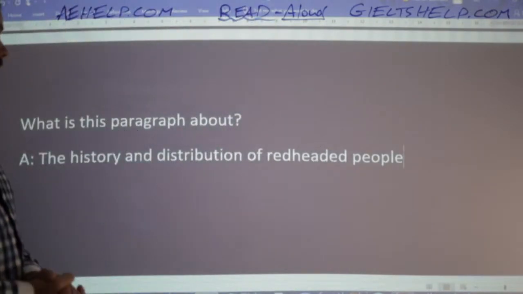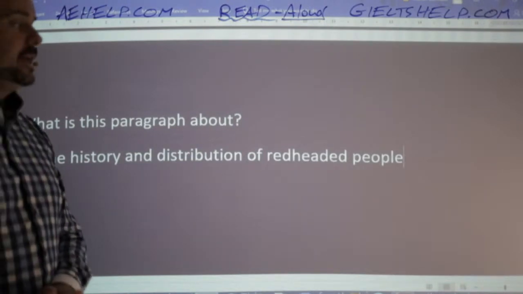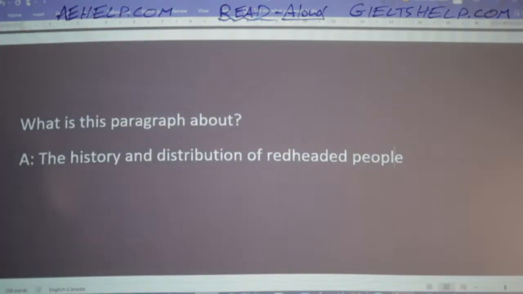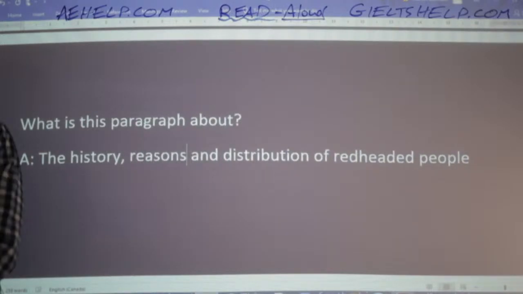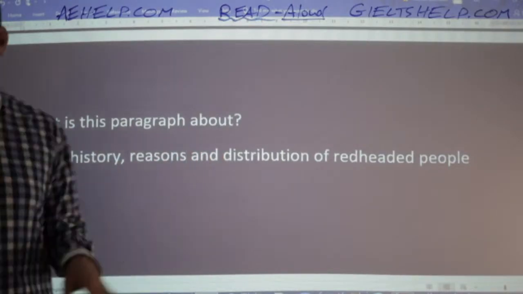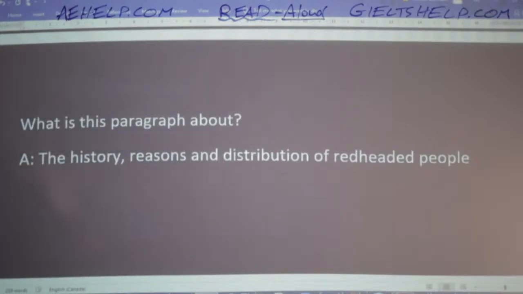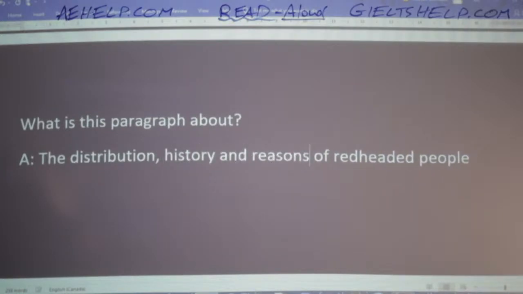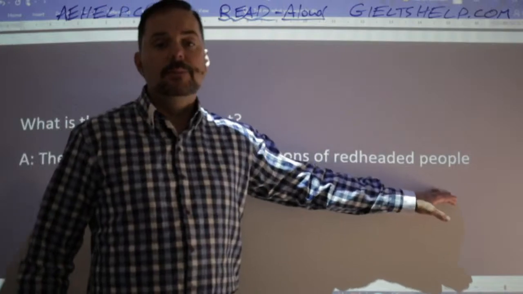And the reasons for it, right? So evolution and genetics and geography. Okay, so the history, the reasons, and distribution. Now, if I want to be more specific, it's actually the distribution, history, and reasons, right? That would be the most accurate, because then I have the exact same order as the introduction. So distribution, history, and reasons. That would be my most concise way to summarize it.